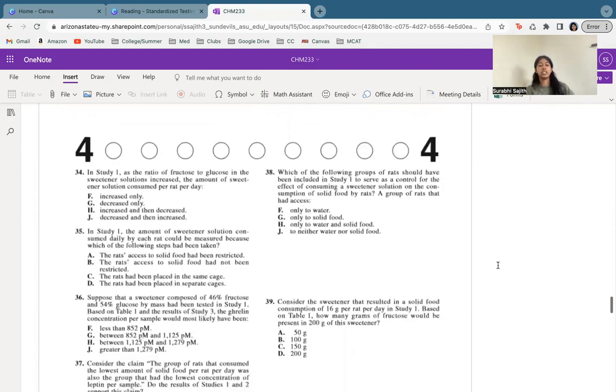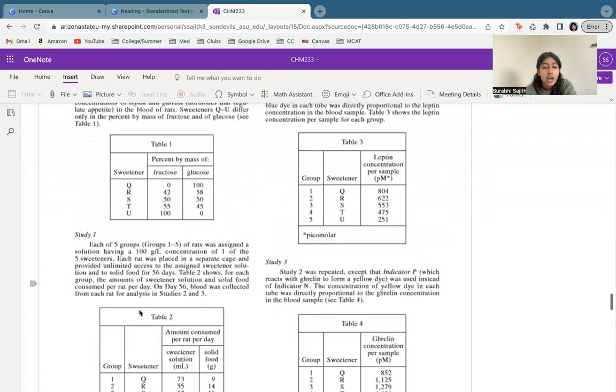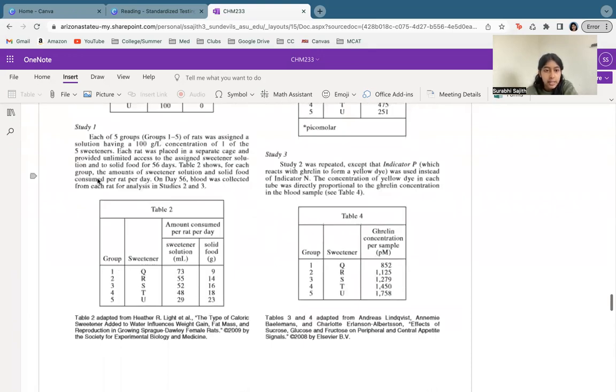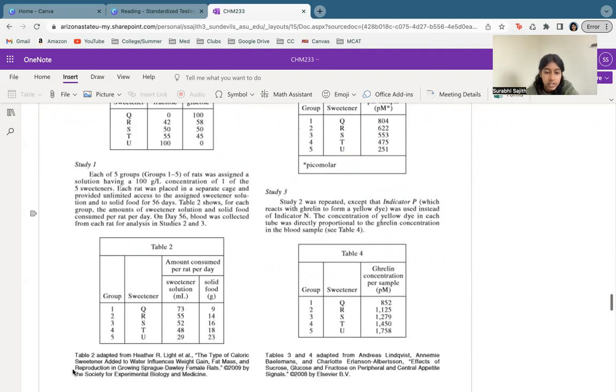So in study 1, as the ratio of fructose to glucose in the sweetener solutions increases, the amount of sweetener solution consumed per rat per day is what? So ratio of glucose to fructose in the sweetener solution, we don't see that explicitly here, right? But we have to look back at this table and it tells us that ratio, fructose to glucose. So in this case, we see as we go from Q to U, the ratio increases. So we have an increasing ratio this way.